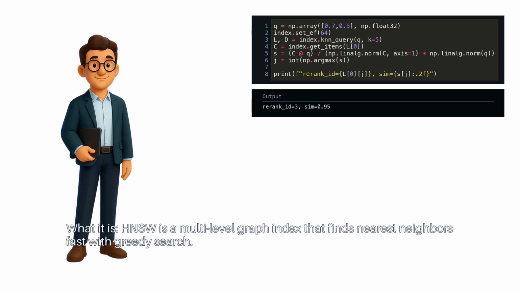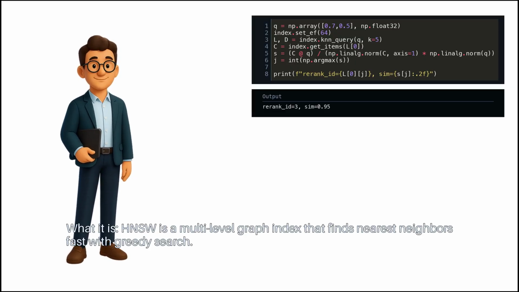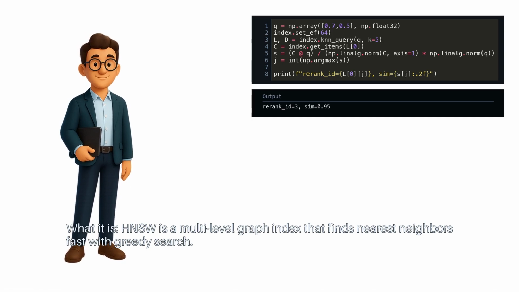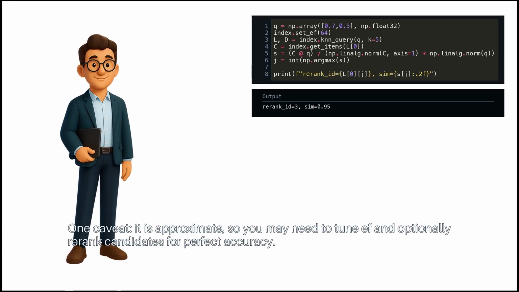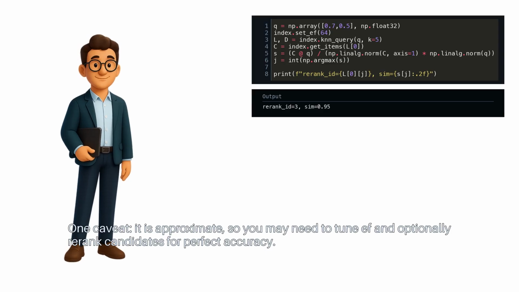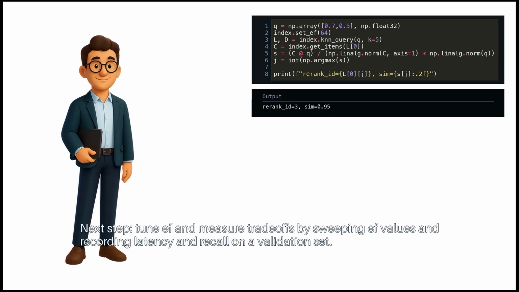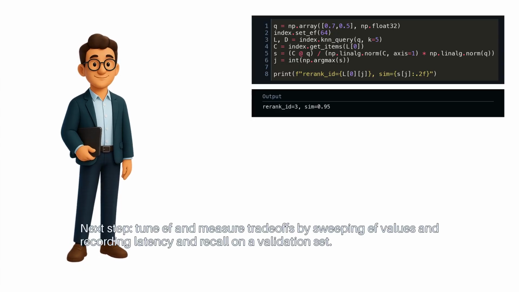Recap: HNSW is a multi-level graph index that finds nearest neighbors fast with greedy search. When to use it? When you need low latency, high recall similarity search over large embedding sets. One caveat, it is approximate, so you may need to tune ef and optionally re-rank candidates for perfect accuracy. Next step, tune ef and measure trade-offs by sweeping ef values and recording latency and recall on a validation set.